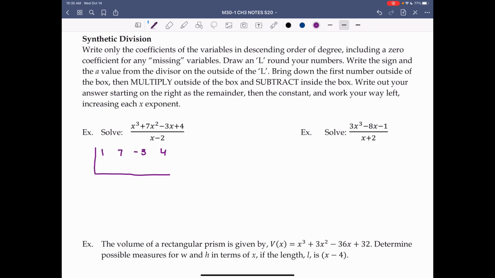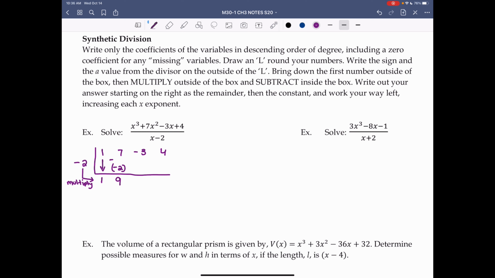So since our divisor was x minus 2 in this case, then I'm going to write minus 2 on the outside here. So negative 2. We drop down the first term, and then with our number that's on the outside left and our numbers that are below, we're going to multiply. So negative 2 times 1 is negative 2. We write that here. And then we're going to subtract inside. 7 minus negative 2 is 7 plus 2, which is 9.